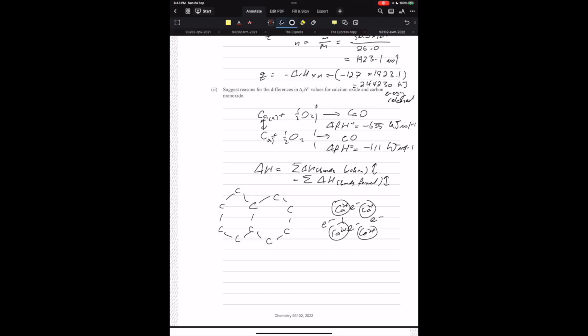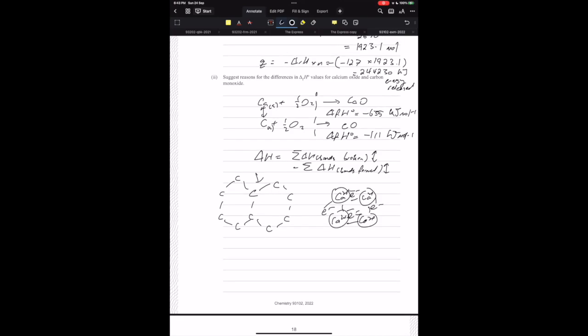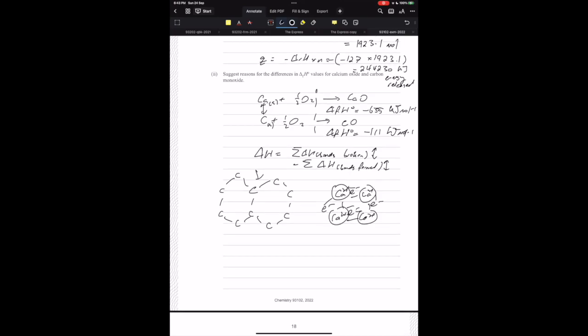The bonds between the metal ions and the electrons, or the metallic bonds, are actually weaker than the covalent bonds here. The covalent bonds are typically quite a lot stronger than any other sort of bond. And so bonds broken in the case of carbon monoxide would be higher. It's more endothermic. And because it's higher, that would contribute to delta H being more positive. And that's why this is more positive than for calcium oxide.